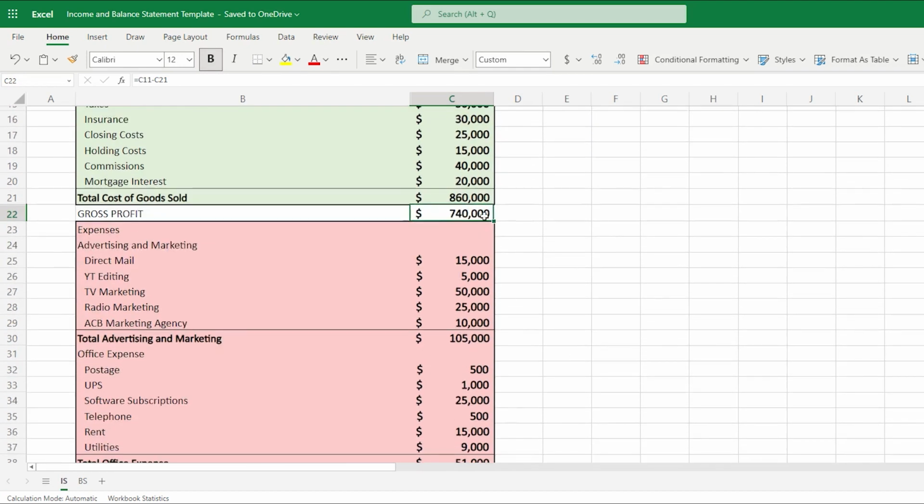All right. Now from gross profit, this is saying, okay, this is what we have to operate with. So now let's start tracking our expenses. What are we actually spending our money on?